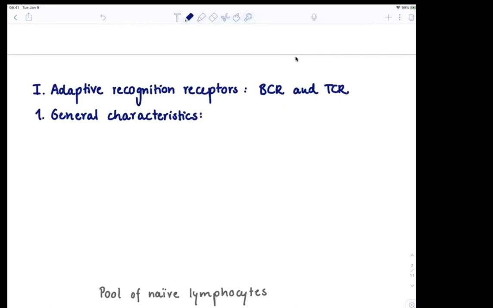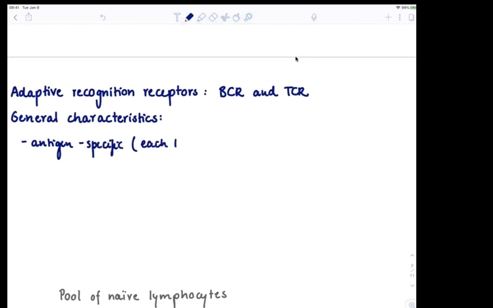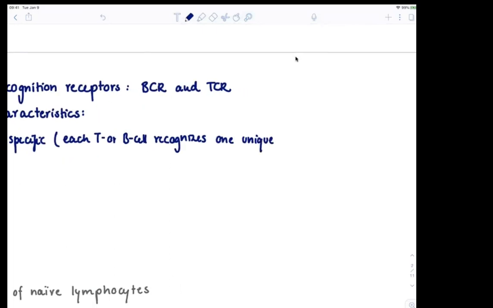In this video, I want to talk about the general characteristics of adaptive immune receptors like the T and the B cell receptor. So first of all, they are antigen specific. Each T or B cell recognizes only one unique antigen. And that's obviously in huge contrast to the toll-like receptors, or these pattern recognition receptors that we discussed for the innate immune cells, because they recognize broad classes of pathogen, not one unique antigen.